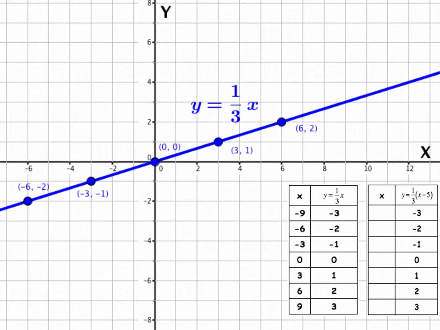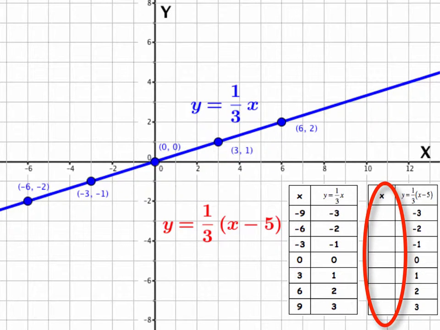Alright, so here's a familiar graph, y equals 1/3 x. Of course, it has a slope of 1/3 and a y-intercept of 0. And here's some ordered pairs, both on the graph and in a table of values. What I'd like you to do is take a moment to pause the video and please graph the new equation and make a table of values for y equals 1/3 times the quantity x minus 5. Again, please do so by substituting in a variety of x values and finding their corresponding y values.